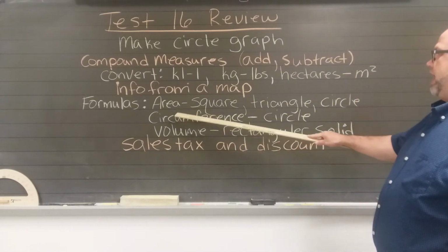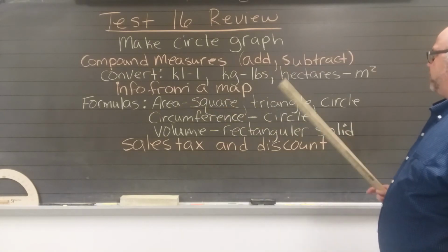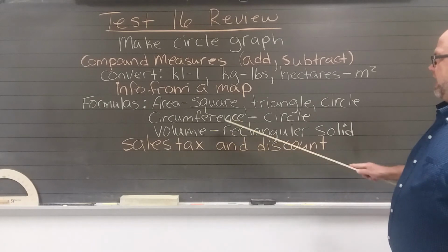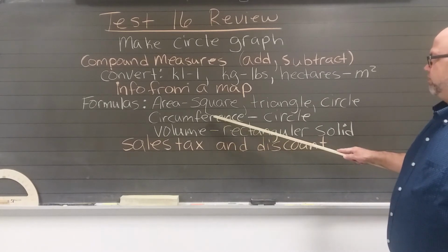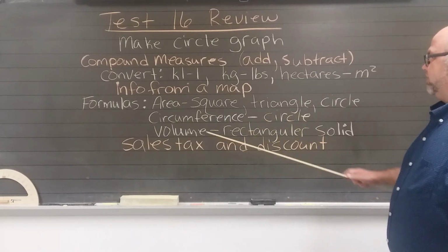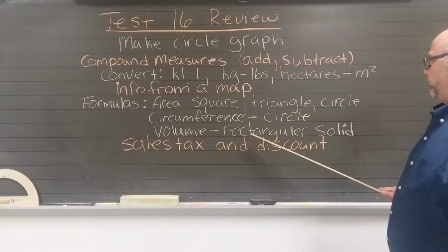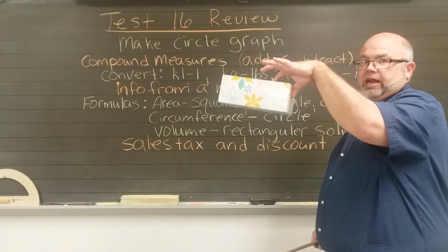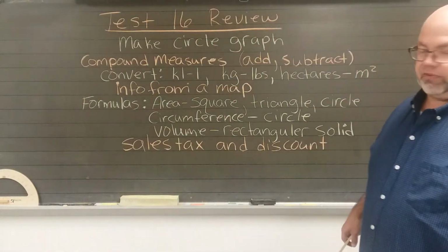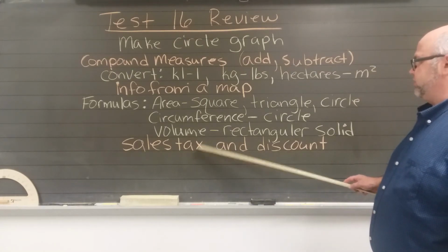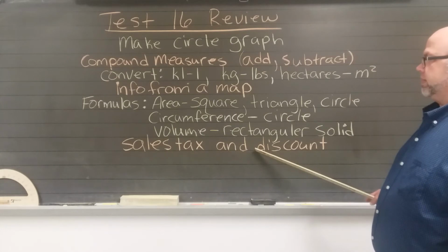You need to know how to find the area of a square, the area of a triangle, and the area of a circle. What's the formula? And what's the formula for solving the circumference of a circle? For the volume of a rectangular solid, that's how much space is inside a box like this. Volume of a rectangular solid. And know how to find sales tax and discount.